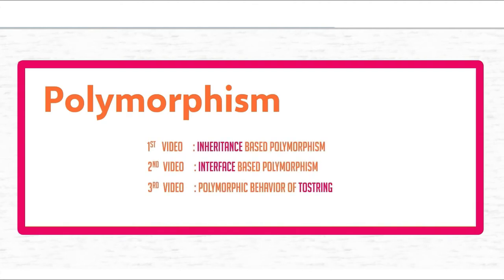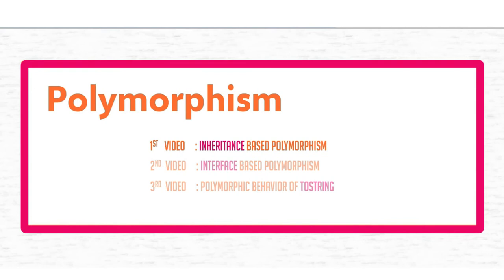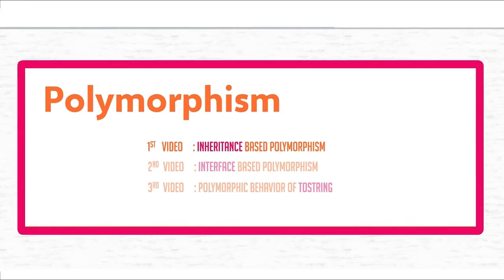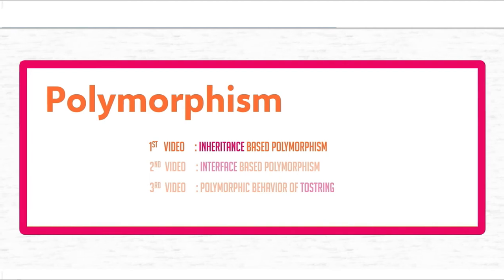I have created three videos on this topic. The first video, that is this video, we will learn about inheritance-based polymorphism. The second video is about interface-based polymorphism. And in the third video, we will discuss how and why polymorphic behavior is implemented in the ToString method.